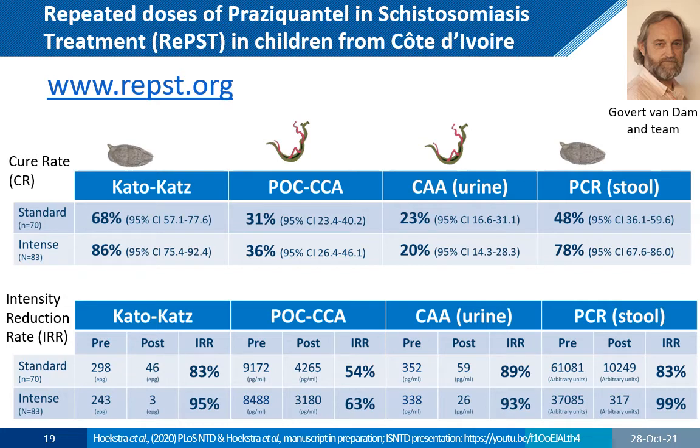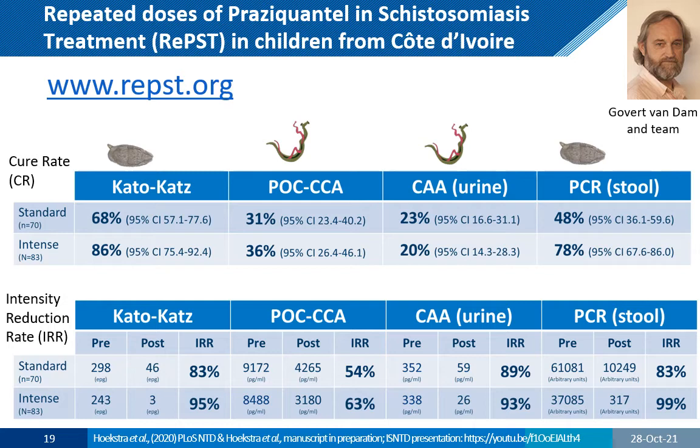And this study measures the efficacy of 1 versus 4 repeated doses of praziquantel given with 2 weeks interval against Schistosoma mansoni infections in children living in Côte d'Ivoire. It's an open label randomized controlled trial.